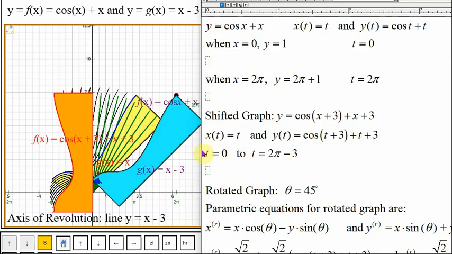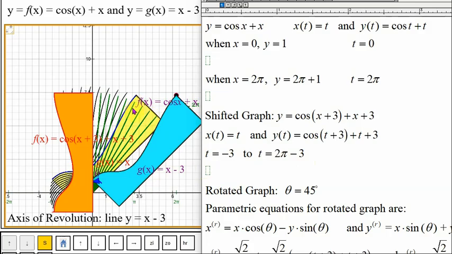But because we shifted the original graph 3 units to the left, t will go from negative 3 to 2 pi minus 3. Originally it was from t equal to 0 to t equal to 2 pi. And so to get this graph, we have to go from t equal to negative 3 to t equal to 2 pi minus 3.